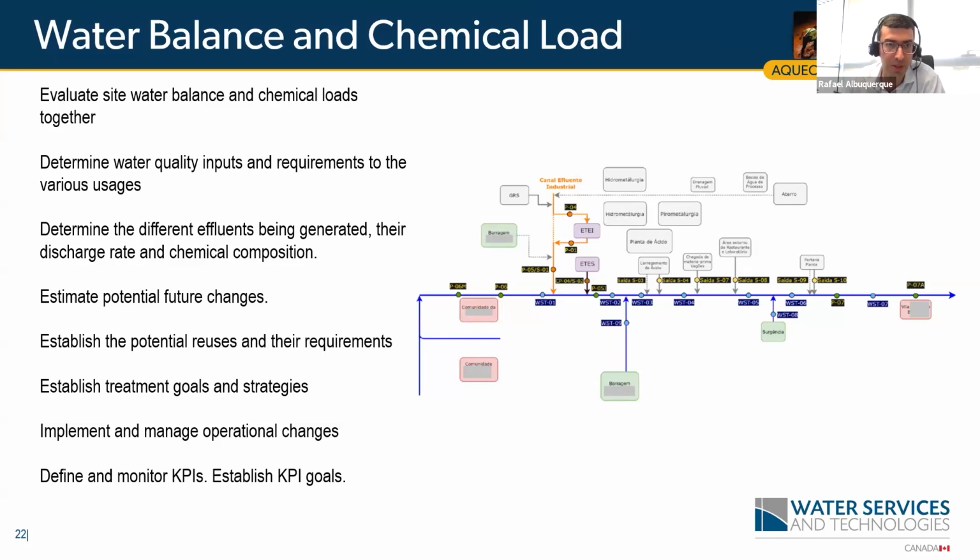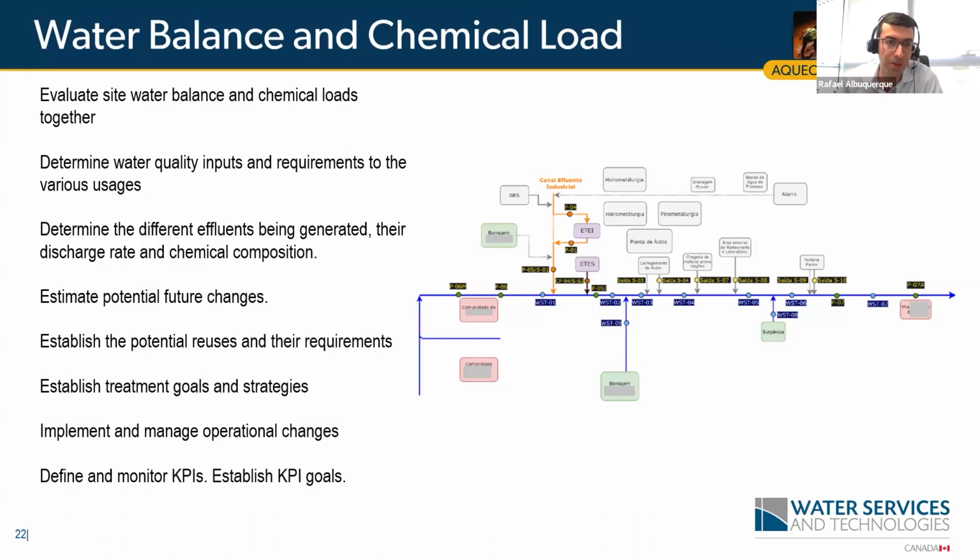So that's a diagnosis. As part of this diagnosis, we need to understand what are the inputs to the systems, right? And what are the requirements in terms of water quality, volume, and discharge rate? So that's from the point of view of input, and also what are the effluents being generated, let's say, as a result of these water balances and all the reactions and mixing that take place and so forth. So we need to have a clear understanding of their discharge rates and their chemical composition.